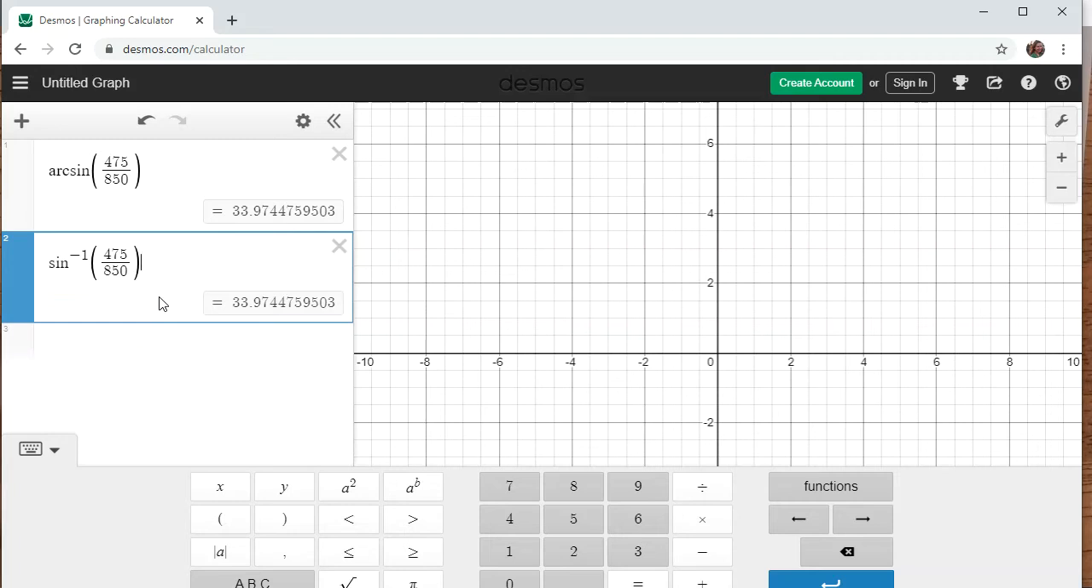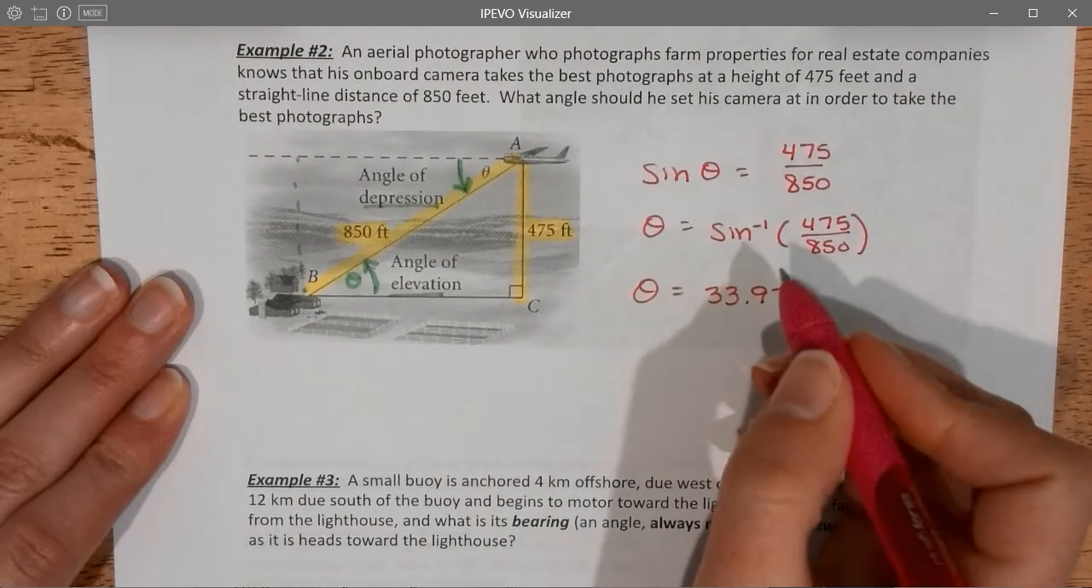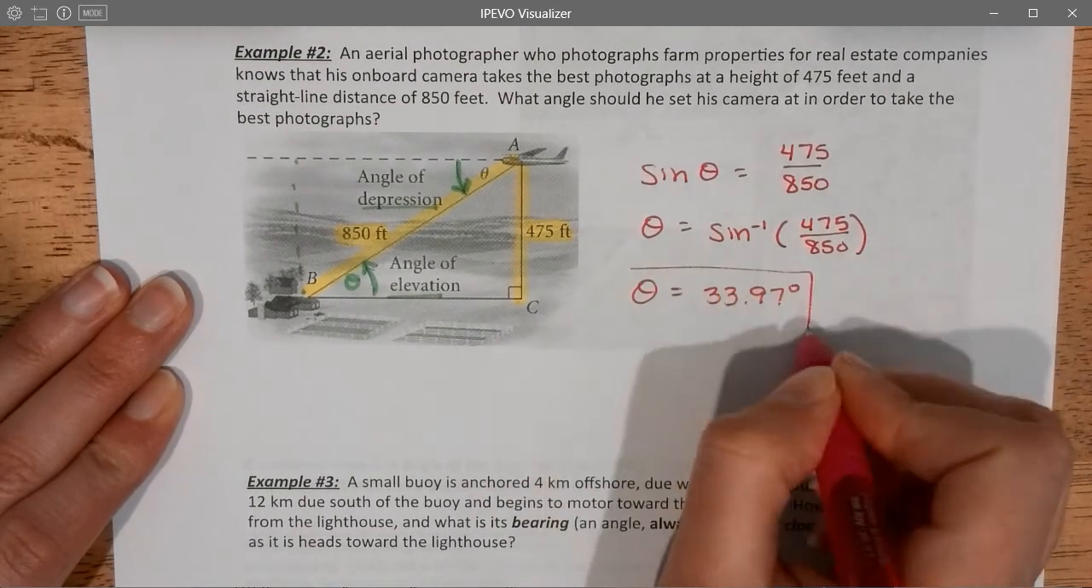So, I found out that the angle that he needs to set his camera at is 33.97 degrees. That answers our question. What angle should you set the camera at to get the best photographs?